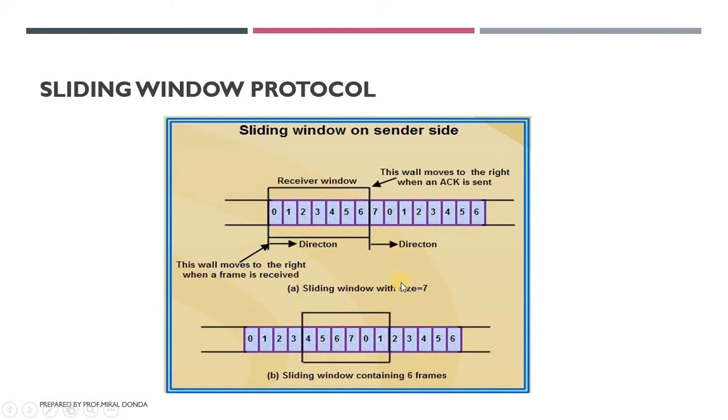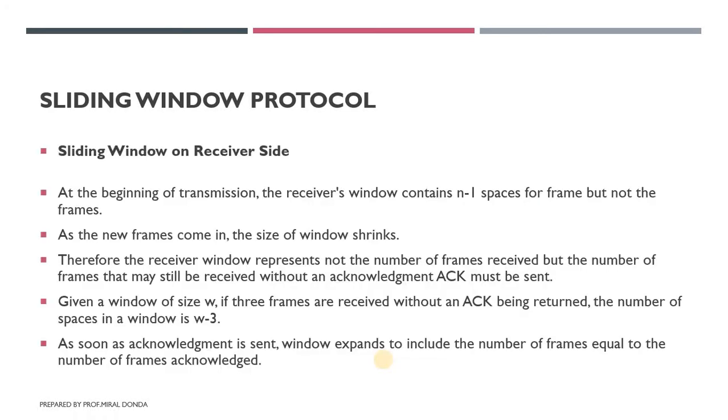Suppose the sender sends 3 frames, so the window slides by 3. So now the new frame is drawn here. This is how, in this figure, it shows that frames 1, 2, 3 and 4 are received by the receiver. So it moves 3 frames, and now the next window is 4, 5, 6, 7, 0 and 1. So this is how the sliding window works on the sender side.